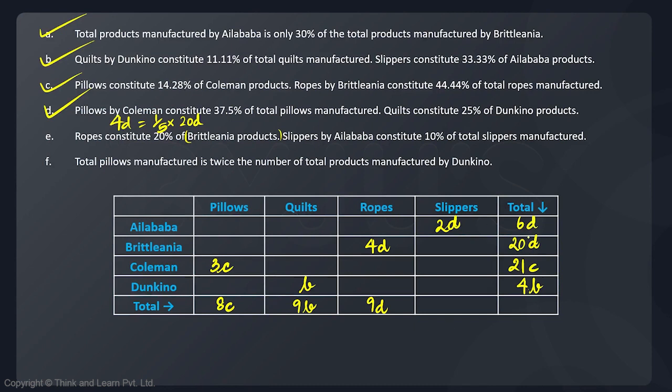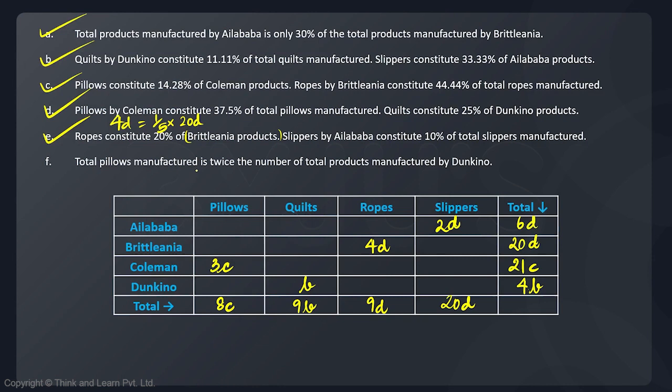Okay. So we don't have any variable A anymore. Slippers by Alibaba. So slippers by A constitute 10% of total slippers manufactured. So this 2D is 10% of something. So this is going to be 20D. So we get this.